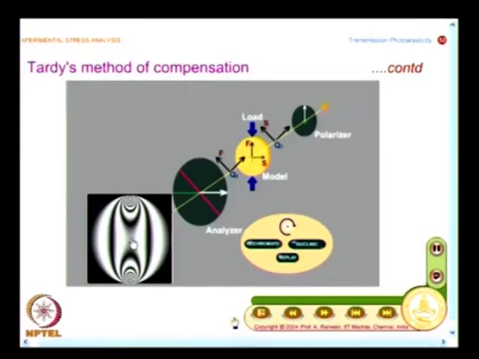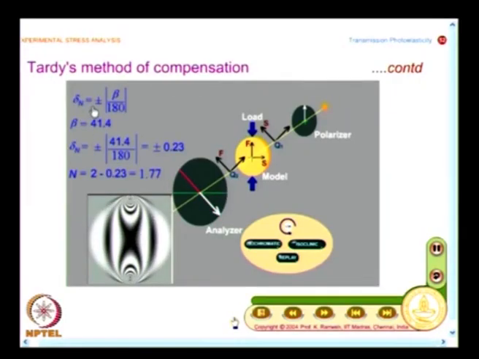So, I need to have this information for me to assign the sign. I need to note down two things. I need to find out by what angle I have rotated. The second one is which fringe order has moved and occupied the position. And we have said the fractional fringe order is nothing but beta by 180 degrees. So, now I have that information. So, what I have here is delta n equal to plus or minus beta by 180, and this angle is like 41.4 degrees.